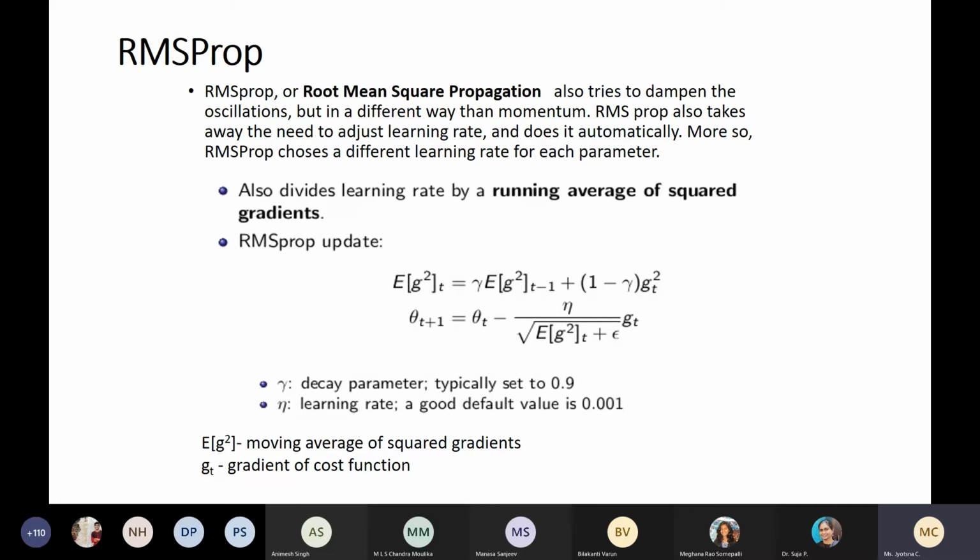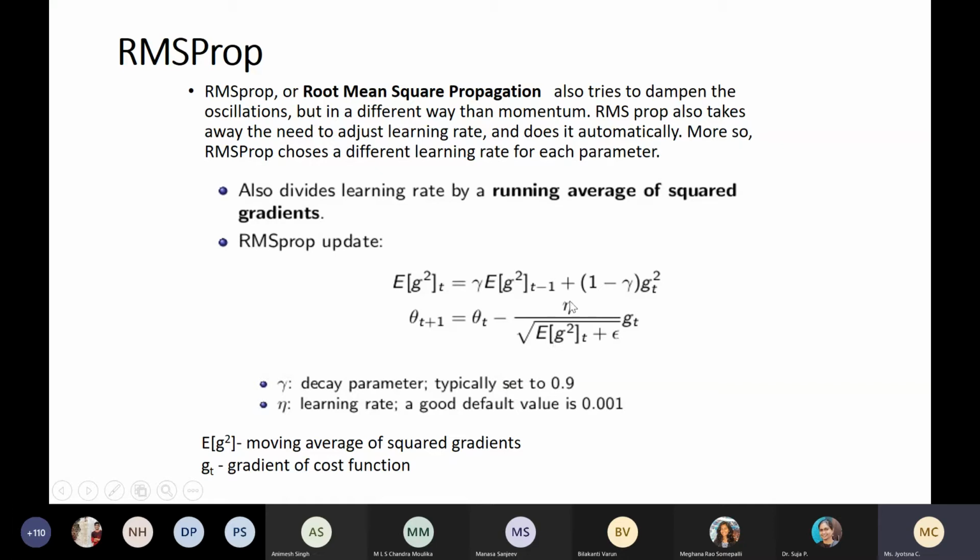Epsilon is usually selected as a value of 10 power minus 8. In the next slide, it is given as 10 power minus 8. So why is the epsilon value selected? To avoid division by 0, because sometimes this E[g square] will be nearing 0, and if it reaches 0, division by 0 happens. To avoid that, this epsilon is used.